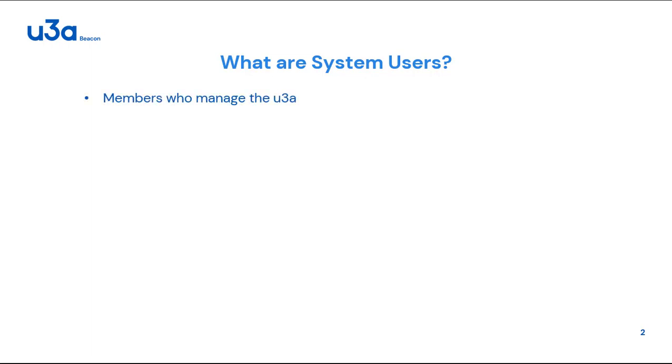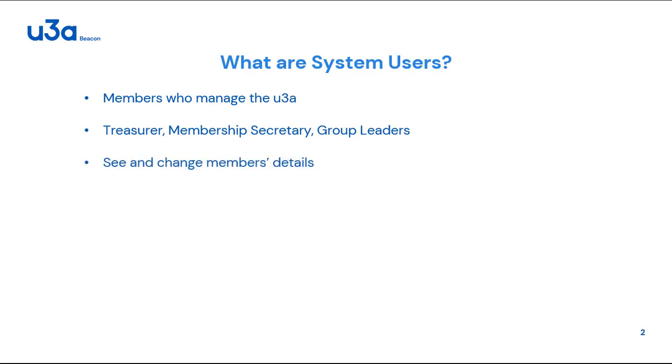They're people who need access to Beacon to manage your U3A. People like the treasurer, membership secretary, or a group leader. As a system user, they can see and change members' details according to the role they play in the U3A. They can also use Beacon to email members.